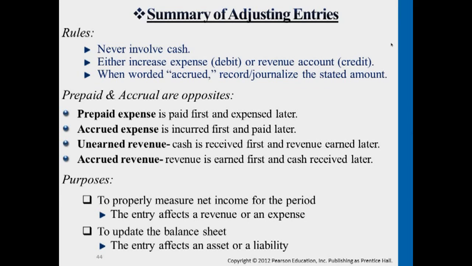So the whole purpose of this, we're trying to properly measure net income for the period of time. Without all these adjustments, some of the accounts will be messed up. It doesn't represent the current status of the business operations. Remember, the main purpose of the statements is to provide information for outside users who are not working in the business, who rely on those statements to have an idea of what's going on in the business. So they would not know if you do not journalize these adjusting entries.